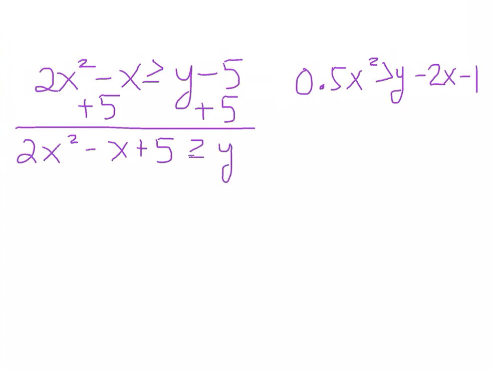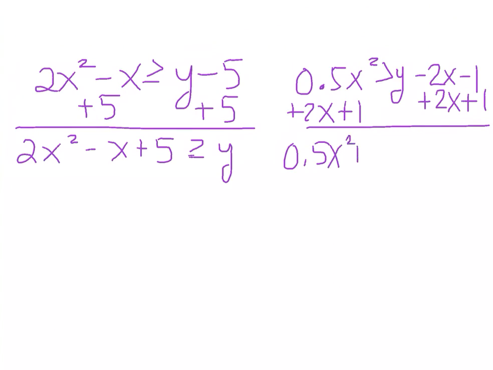How do I do it on the second one? So add 2x and add 1. So I get 0.5 x squared plus 2x plus 1. As long as you get y by itself, does it matter which side you move it to? No.